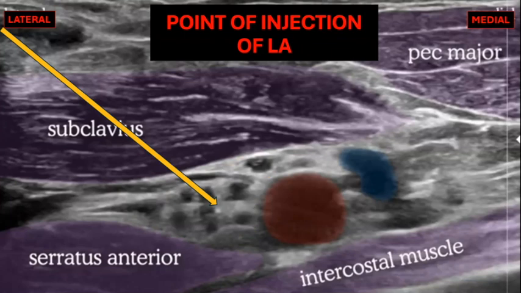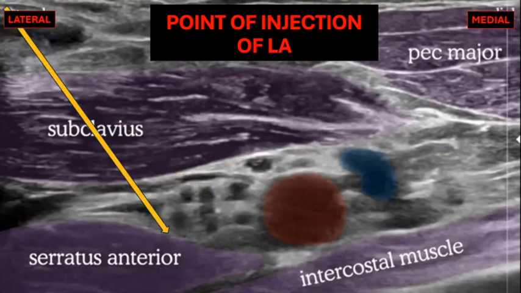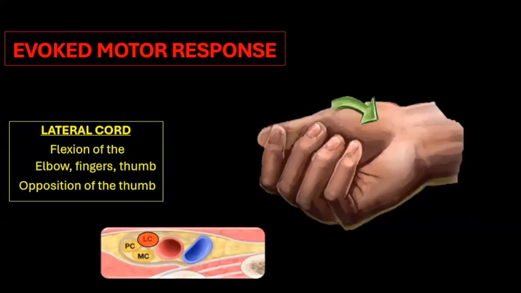But if you are going for a multiple or a double injection, then the needle should come from the lateral to medial side into the posterior compartment. A certain amount of drug is deposited there. Then the needle is redirected anteriorly to the anterior compartment so as to block the lateral cord. We advocate a multiple injection to block all the cords. If you are doing the dual technique, then the motor response should be noticed.